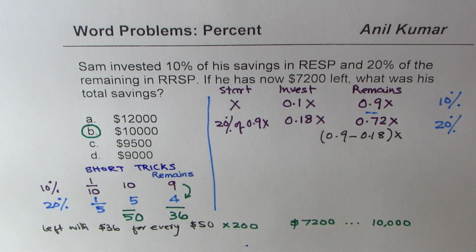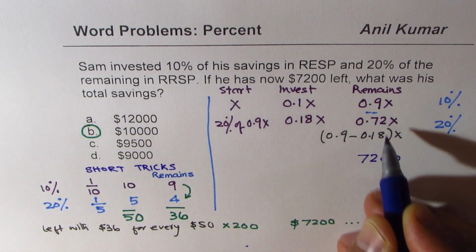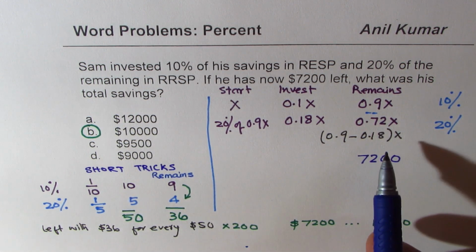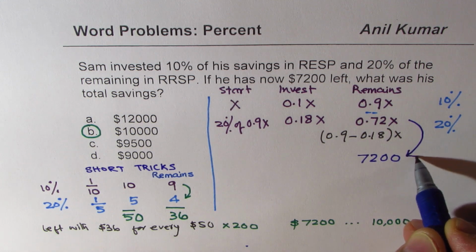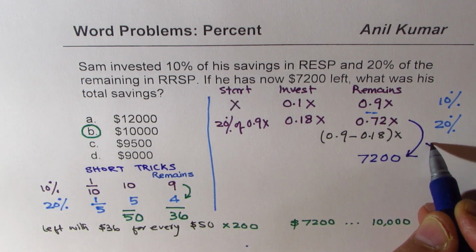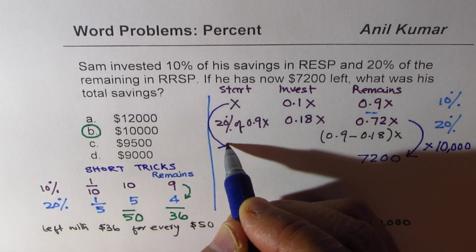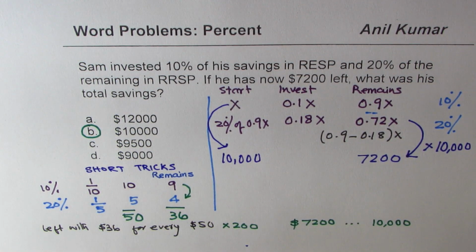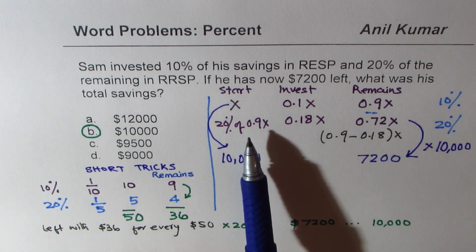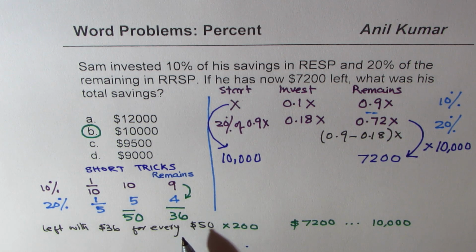So that means you get an idea. So what are we given here? We are given remaining amount as 7200, which is 10,000 times. So to get from 0.72 to 7200, we have to multiply by 10,000, right? So that x should be 10,000. Doesn't that make sense to you? So you could do this very easily in a very systematic manner in almost the same time. You get an idea, right?